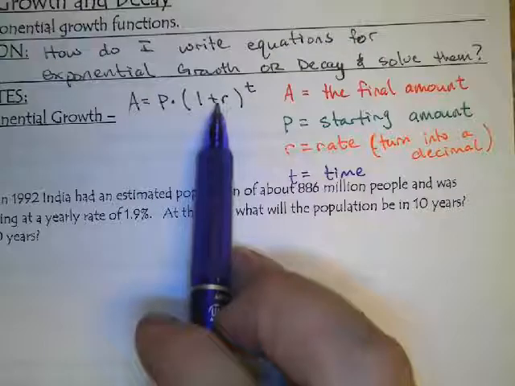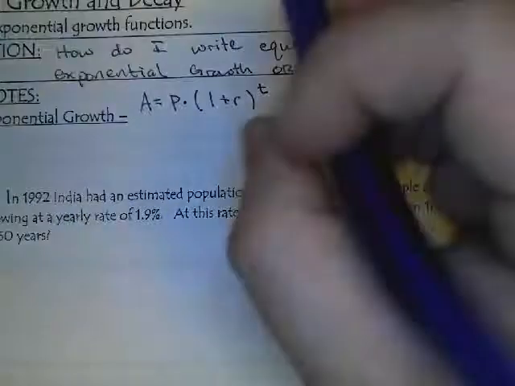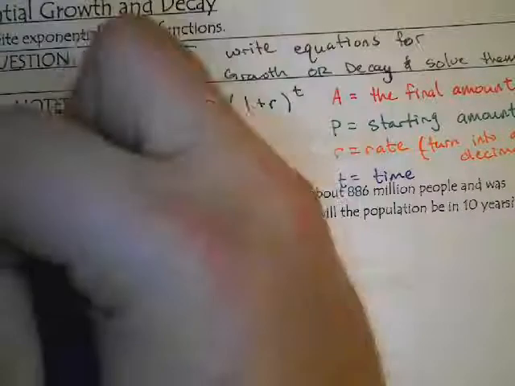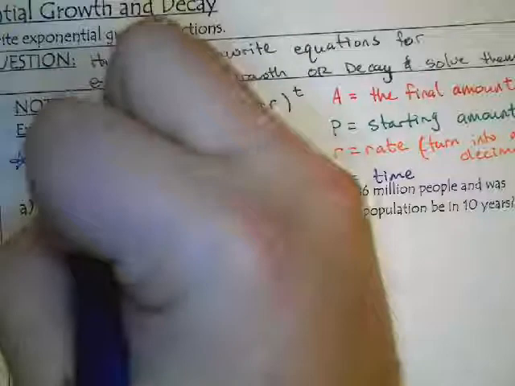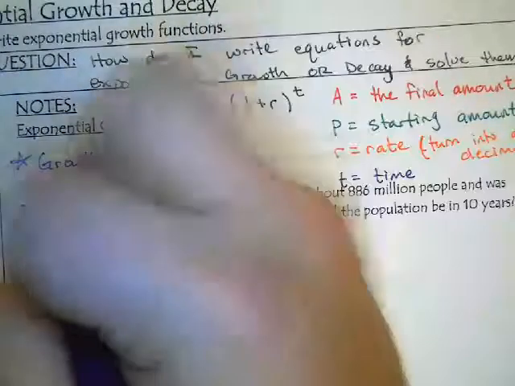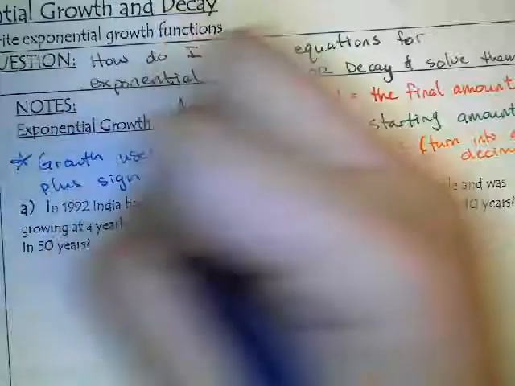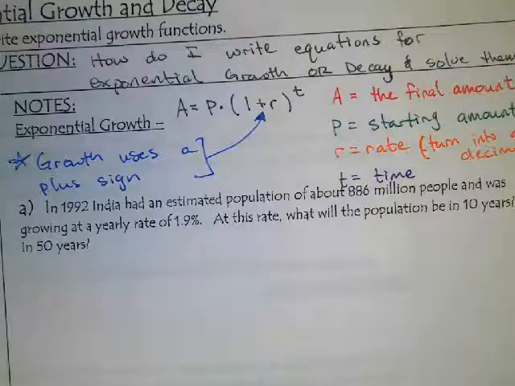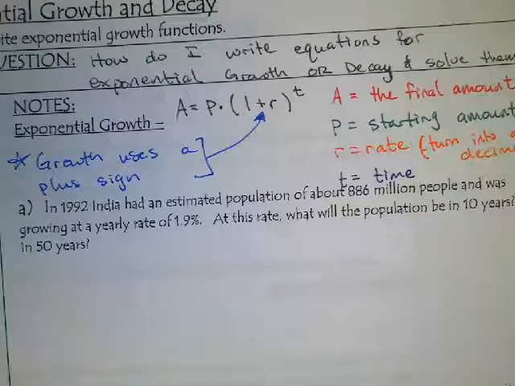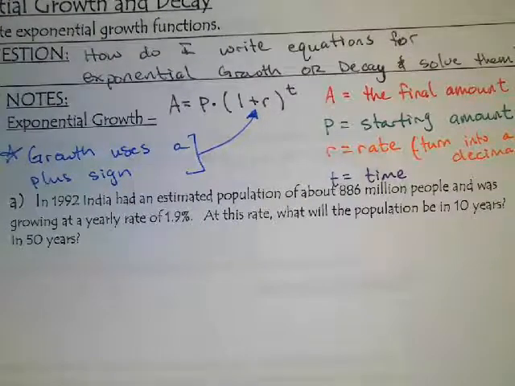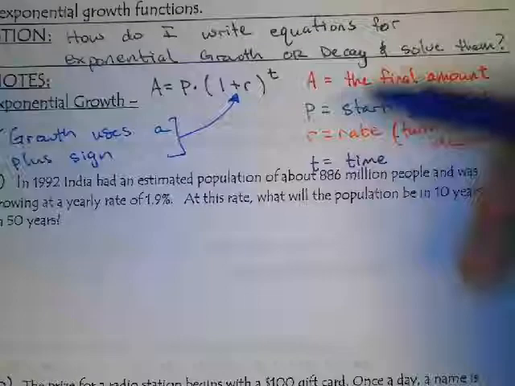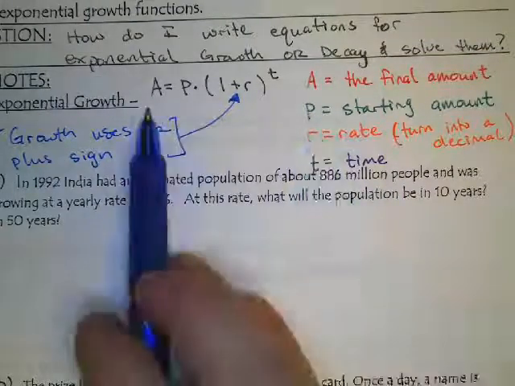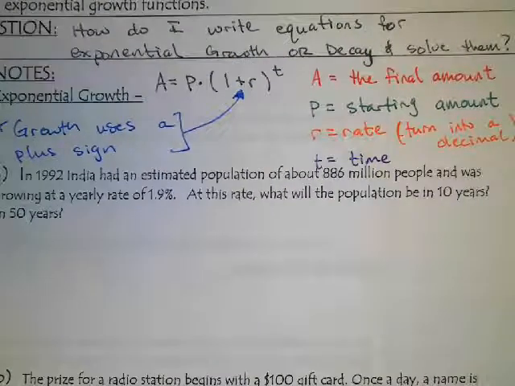Now the reason why it's a plus sign is it's growth. So growth, so make a note of that. Growth uses a plus sign right there. So when we decay, what will that plus sign turn into? A subtraction sign. Okay, so if we can identify three of the four variables, we want to identify our P, R, and T. We plug them into our equation, use our calculator, and we'll get what A equals.